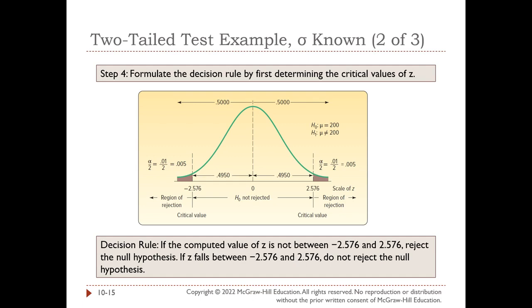So step four, we're going to formulate the decision rule by determining the critical value of z. Since we've got a two-tail, 0.01 divided by 2 equals 0.005. So the remaining area where we do not reject, on each side is 0.4950, our total of 99%. So we've pretty much got a good test going on here. It is going to be very difficult to reject.